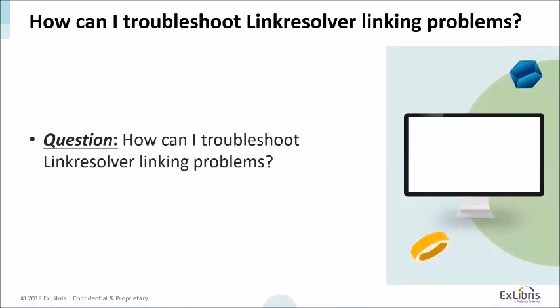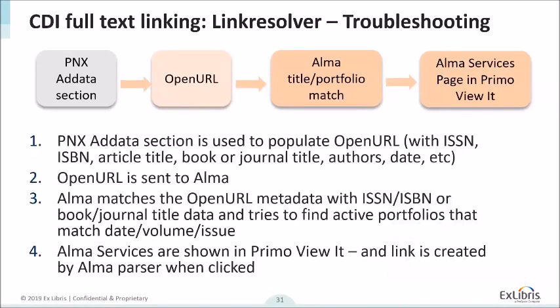Let's look at troubleshooting linking problems. Now you've had a little bit of background on linking. I'm going to focus on Linkresolver linking troubleshooting, because for link in records, it's fairly easy. What happens behind the scenes in CDI is you take the link that is available in the vendor record and you provide that in your full record display. So that's simple. Now for OpenURL, there are more points of failure. So I wanted to explain a little bit more how you can do troubleshooting for Linkresolver types of links.